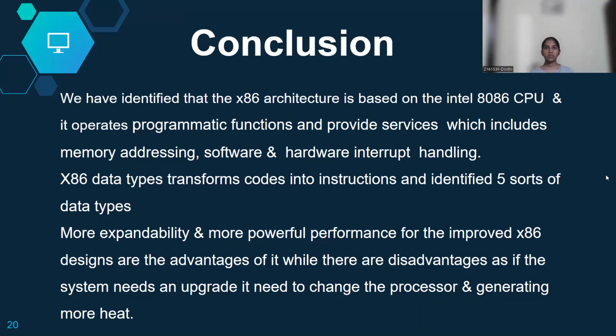As the conclusion of our presentation, we have identified that the x86 architecture is based on the Intel 8086 CPU and it operates programmatic functions and provides services which include memory addressing and software and hardware interrupt handling. x86 data types transform codes into instructions and identified 5 sorts of data types. More expandability and more powerful performance are the advantages. At the same time, there are disadvantages, as if the system needs to upgrade, it needs to change the processor, and it generates more heat.